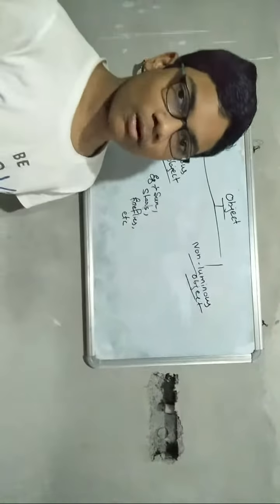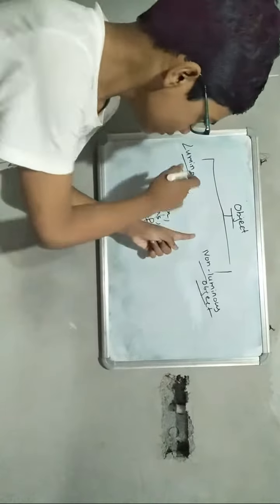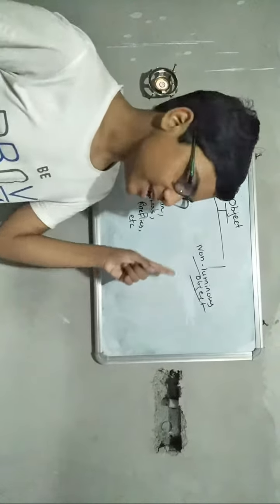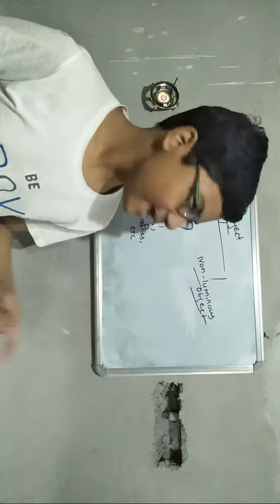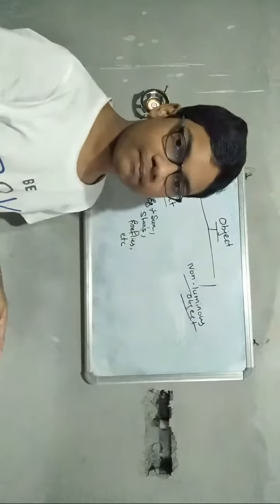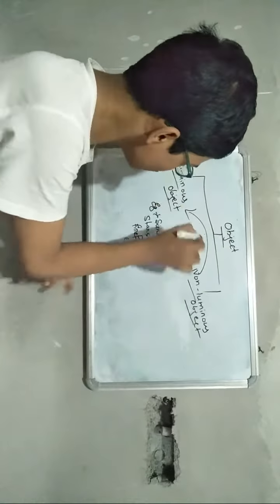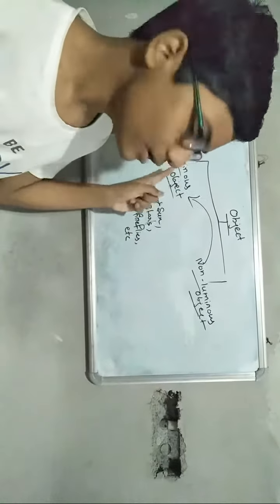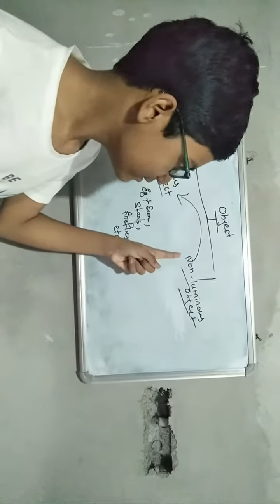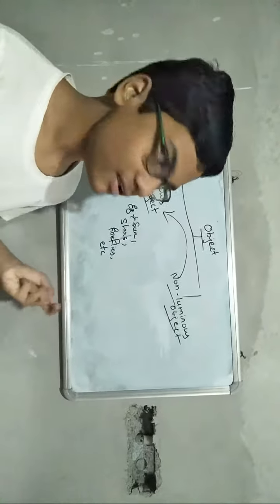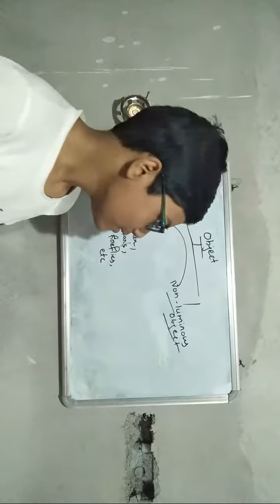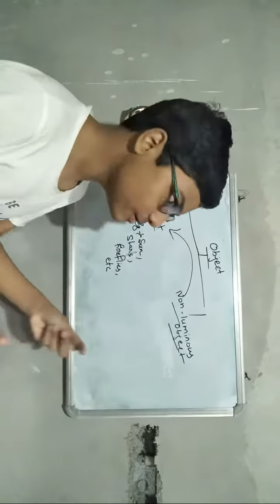Non-luminous objects are just the opposite of luminous objects. They do not emit their own light and are not independent. They depend on what? Luminous objects. They depend on luminous objects, and they reflect the light that luminous objects produce.